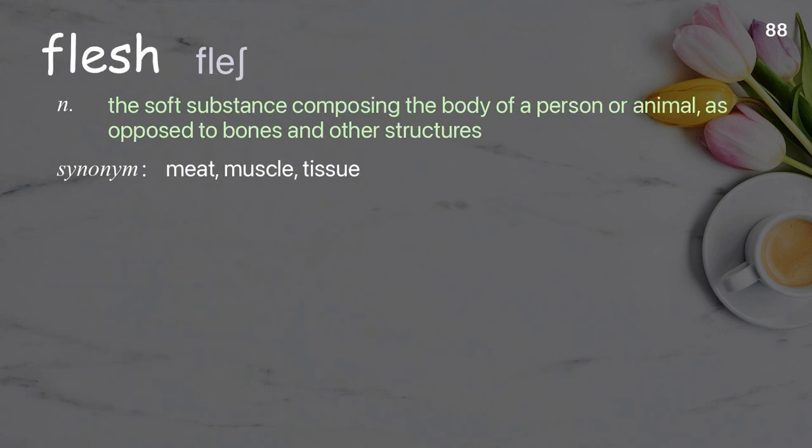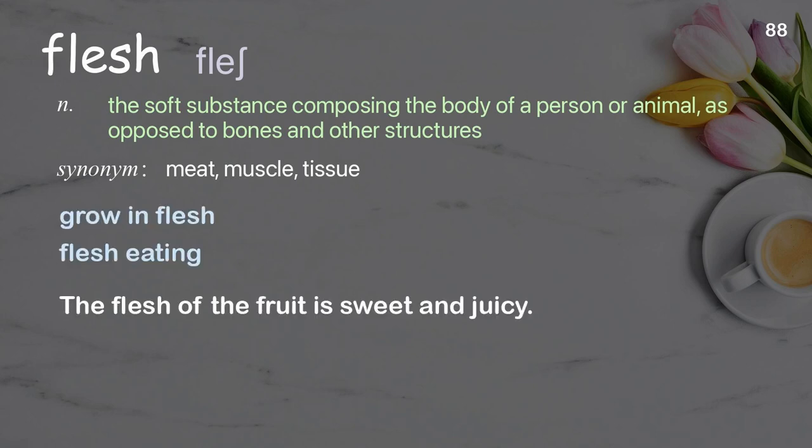Flesh. The soft substance composing the body of a person or animal, as opposed to bones and other structures. Examples: grow in flesh, flesh eating. The flesh of the fruit is sweet and juicy.